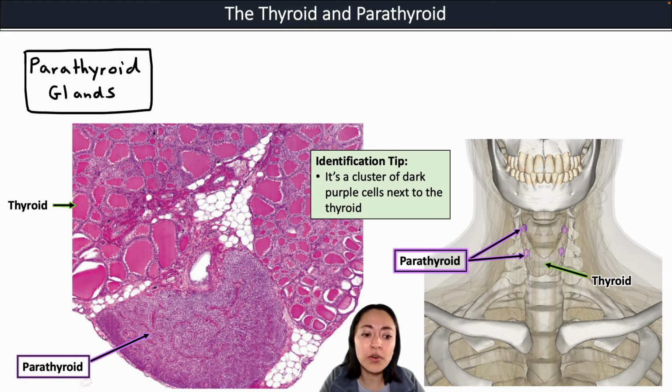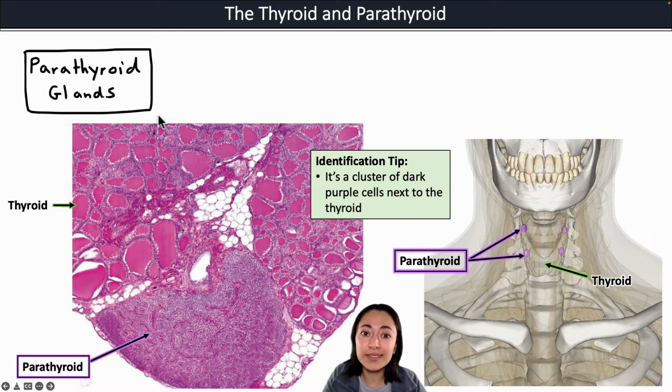Now let's look at the parathyroid gland. So remember, these are clusters of cells found next to the thyroid. And para, that prefix means next to or beside. So the parathyroid gland is next to the thyroid gland. When you're looking at a microscope slide, it's pretty easy to identify the parathyroid gland because it's going to appear as a cluster of dark purple cells next to the thyroid gland. And remember, the thyroid gland looks like these little fluid-filled sacs that are dispersed throughout it.